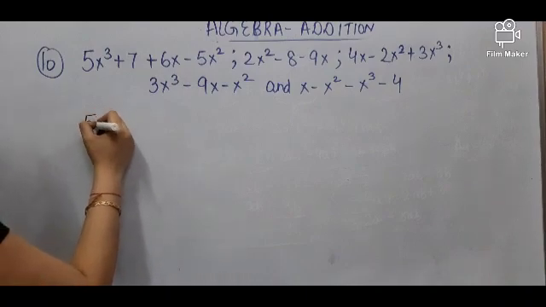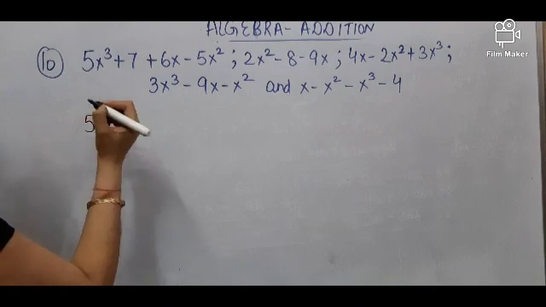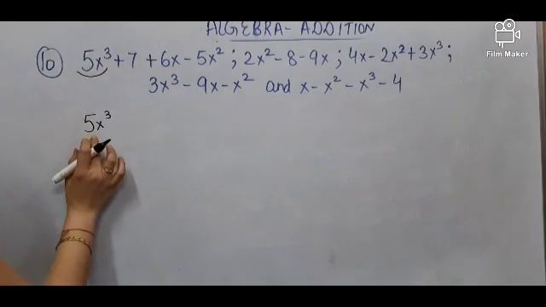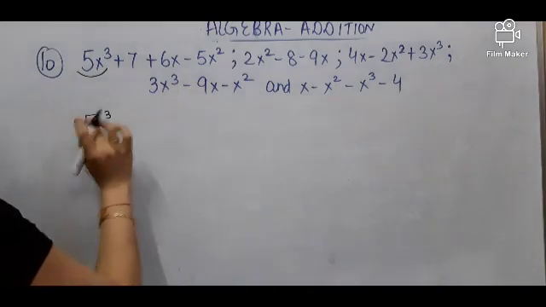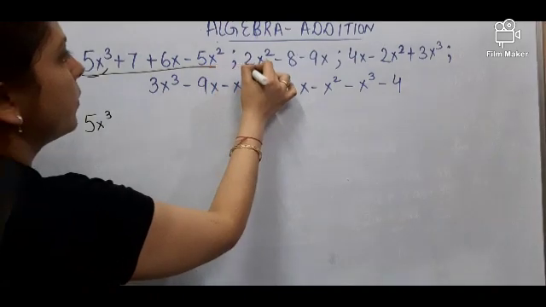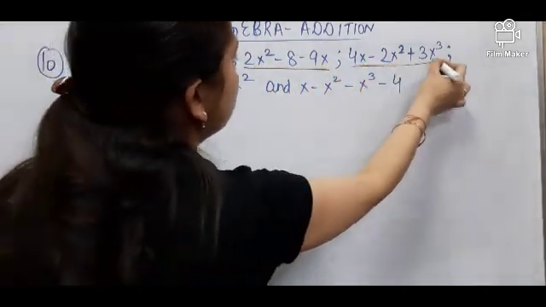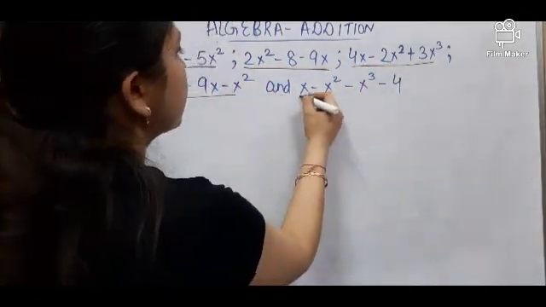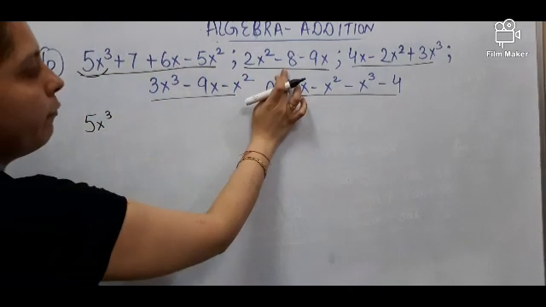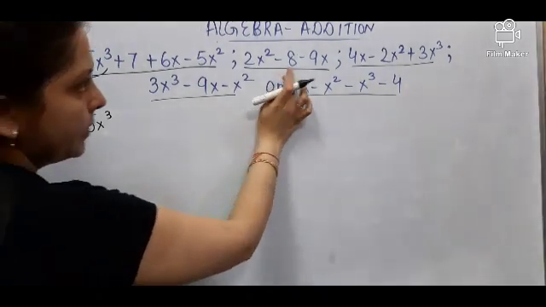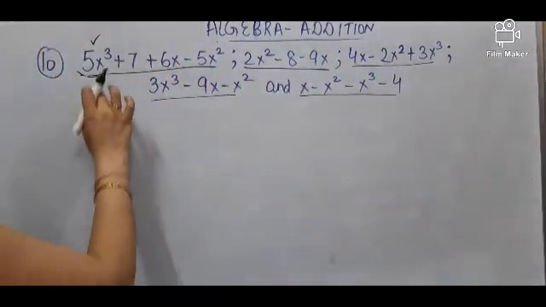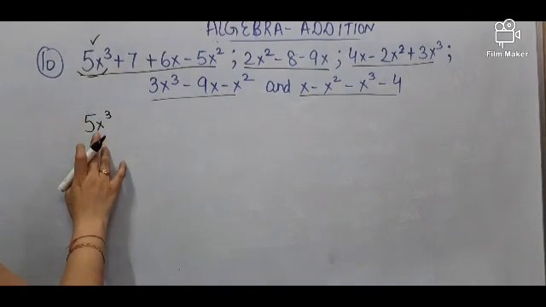Let's do 5x cube. I will write according to the like terms. So 5x cube is the first term, this is the second term, this is the third term, this is the fourth term, and this is the fifth term. Find the x cube here. There is no x cube here. Find the x cube here and put a tick mark. Whatever values you have written, put a tick mark.